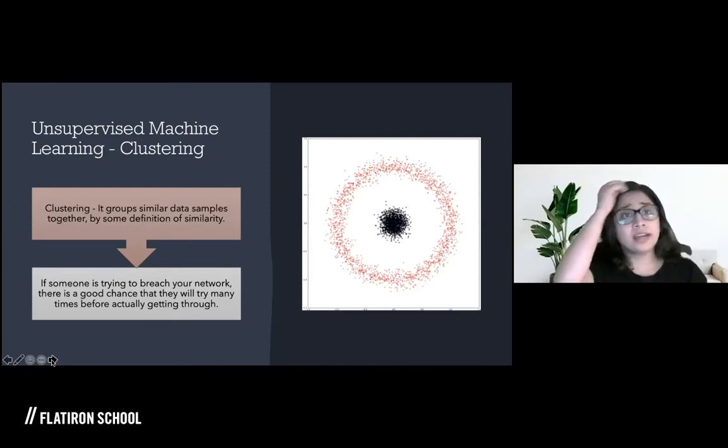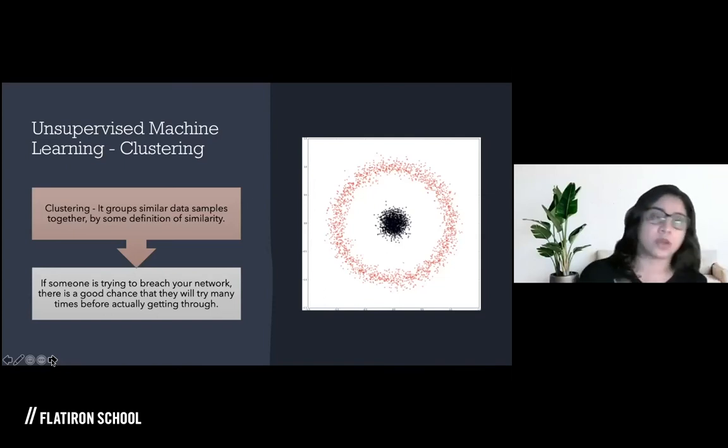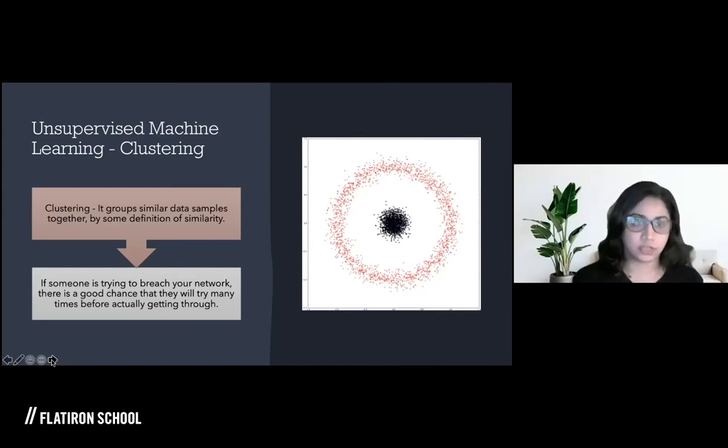Now, a real-time example of clustering from cybersecurity is if someone is trying to breach your network, let's say someone is trying to brute force your system. They will try usernames and passwords multiple times and they'll fail multiple times. The number of failed attempts becomes a cluster. So that's one of the real-time examples.